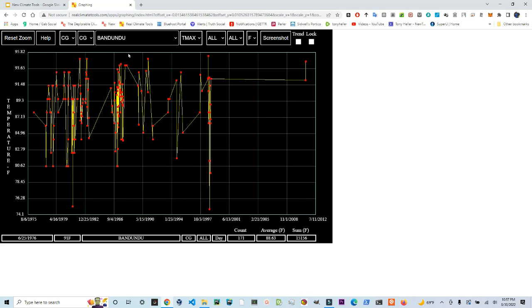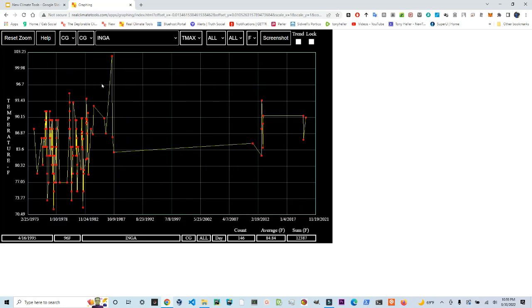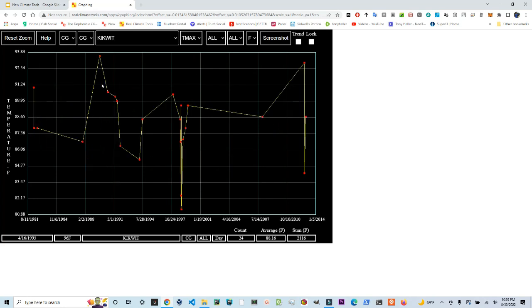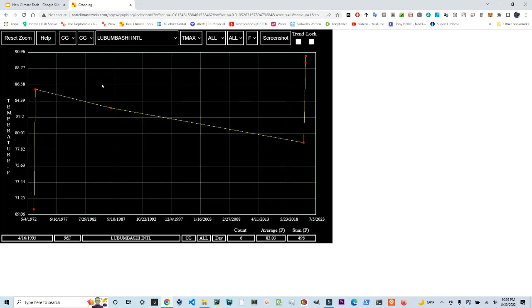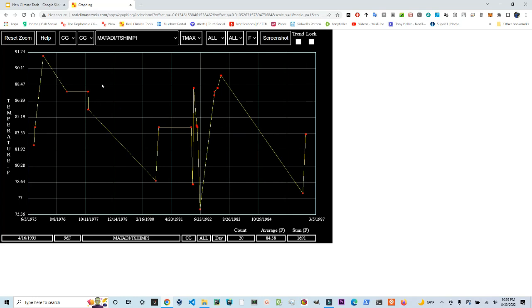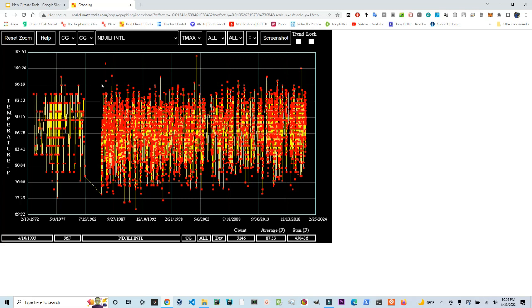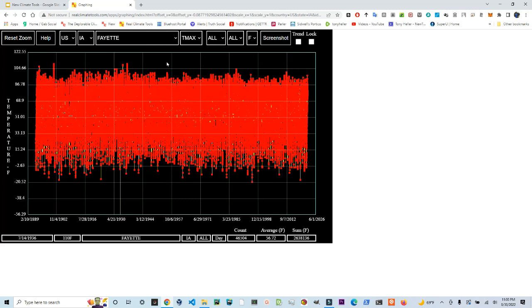Another thing we can use this tool for is looking at the quality of the data in a particular country. This is all of the available data for the Congo. You can see that it's very sparse and it doesn't cover a very long period of time. It's pretty difficult to reach any meaningful conclusions about temperature trends in Central Africa because there's so little data available. This tool has a huge amount of capability and I'm just scratching the surface in this video.